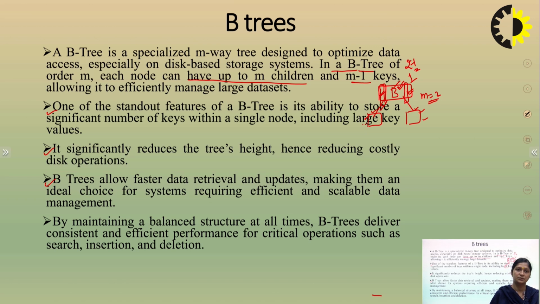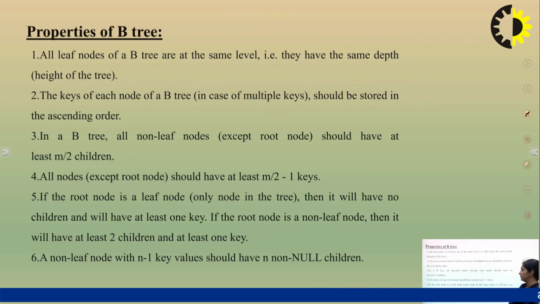data management. Suppose we have a large size of data, then it will be easy to manage that data in an efficient way. And the last point, by maintaining a balanced structure at all times, B-trees deliver consistent and efficient performance for the critical operations. In a B-tree, we basically have 3 operations: search, insertion and deletion. We will study these operations in the further slides. This is all about the introduction part of B-tree.